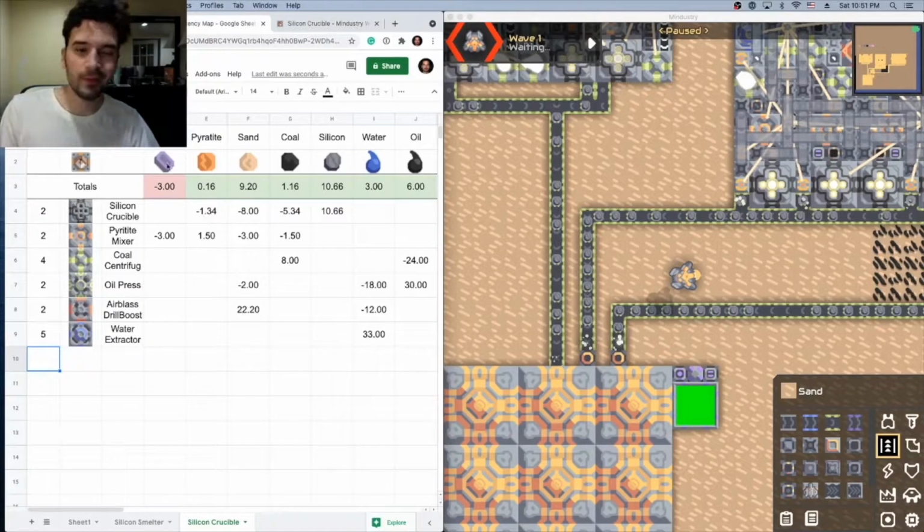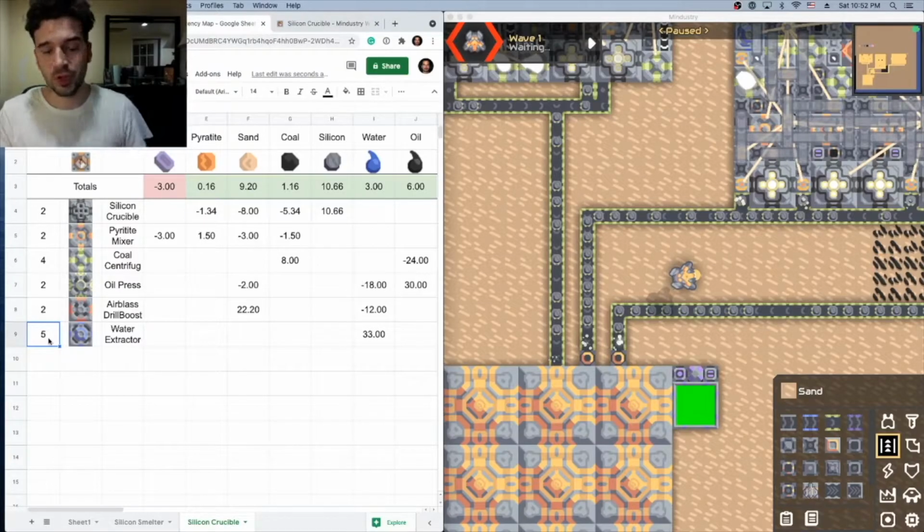So, and then lead, I'm not really counting, because that gets fed in from outside. So in order to have the most efficient schematic for a two silicone crucible schematic, I would need two pyrotite mixers, four coal centrifuges, two oil presses, two air blast drills, and five water extractors. Sweet.